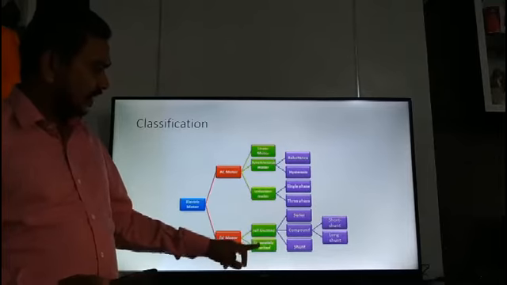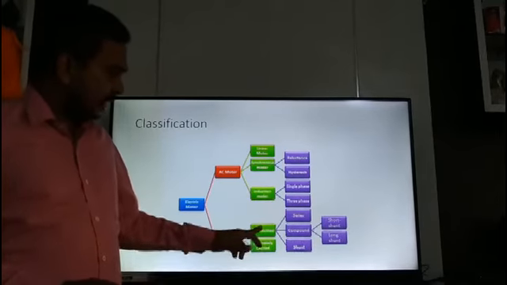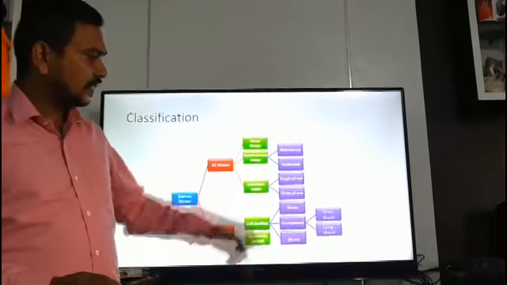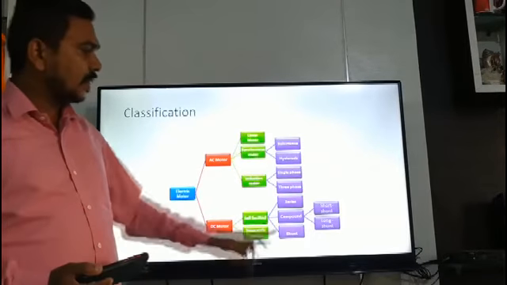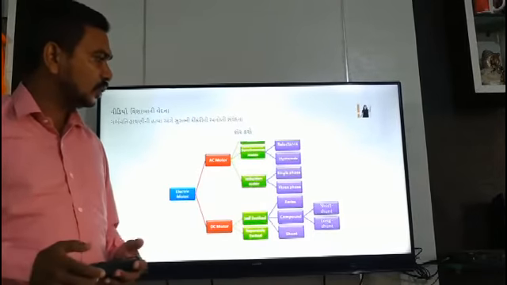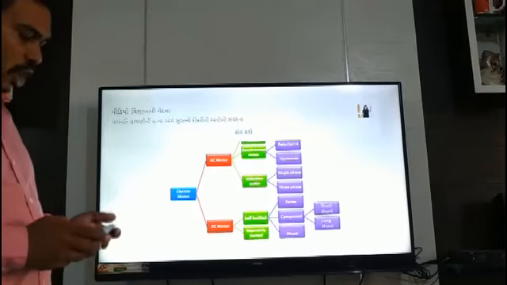Now, self-excited DC motor is classified into series, shunt and compound motor, and compound motor is further classified into short shunt and long shunt compound.